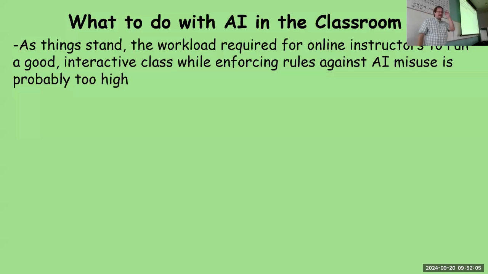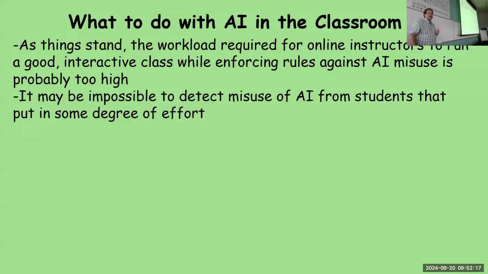So as things stand, the workload required for online instructors to run a good interactive class while enforcing rules against AI misuse is probably too high. Like, it puts too much pressure on us as instructors. And it may be impossible to actually pull this off. To run an effective online asynchronous class while maintaining the same standard of academic honesty, it may just be impossible. Like, even if you try really hard, people may find ways of getting around it.